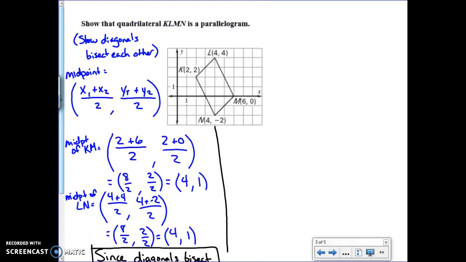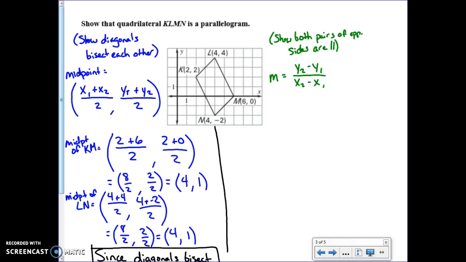All right, on the right-hand side, I'm going to use the method of showing that opposite sides are parallel. So show both pairs of opposite sides are parallel. And to do that, we need to show that their slopes are the same. So our slope formula, remember, is y2 minus y1 over x2 minus x1.